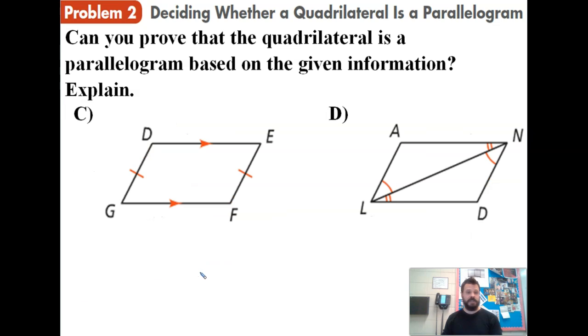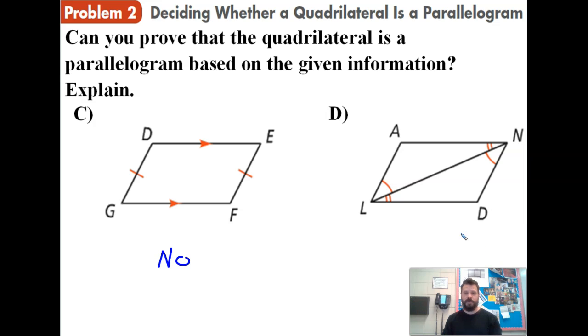Going through a couple more of these. C, is this a parallelogram? I'm going to say no, we don't have enough information. Now I do have one set of opposite sides parallel, but for it to be a parallelogram, I'd need the other set to be parallel as well. I do have one set of opposite sides that are congruent, but I need to know that both sets of sides are congruent to be a parallelogram. Now, if I had the same set of sides that was both parallel and congruent, then it would work. That'd be like example A, but these are different sides. That's why I'd say not enough information.